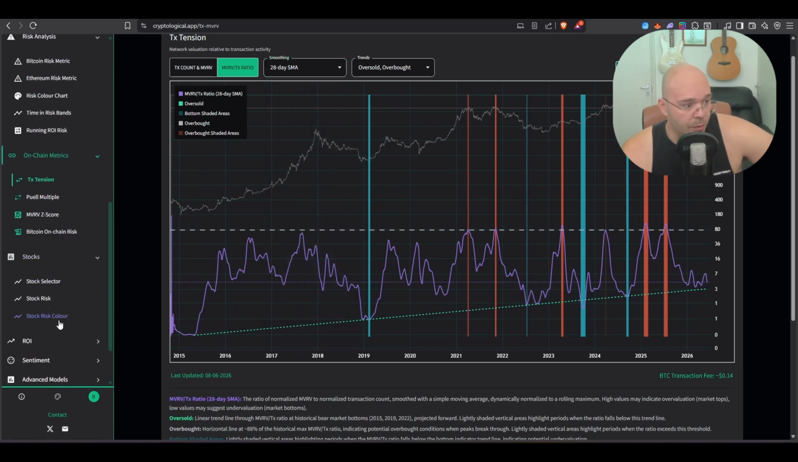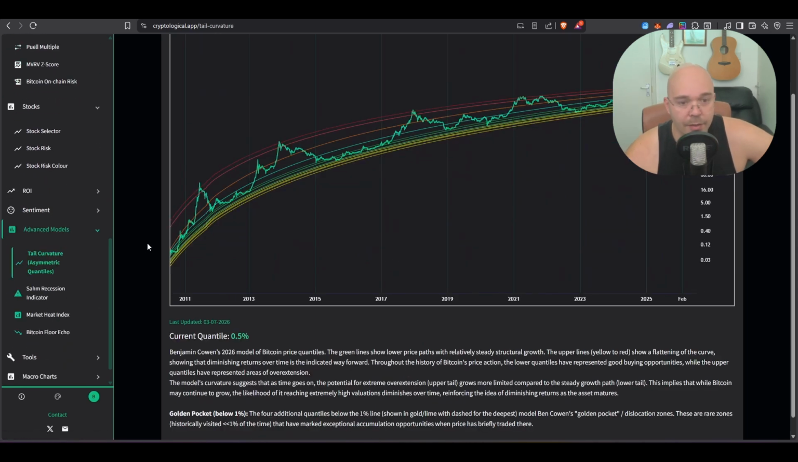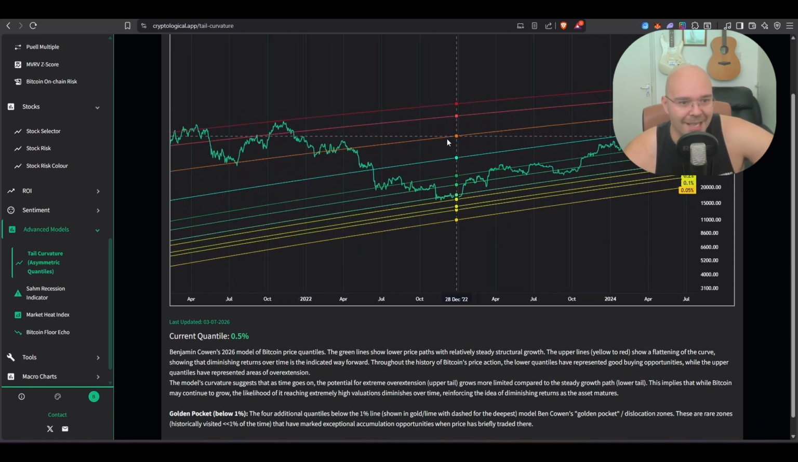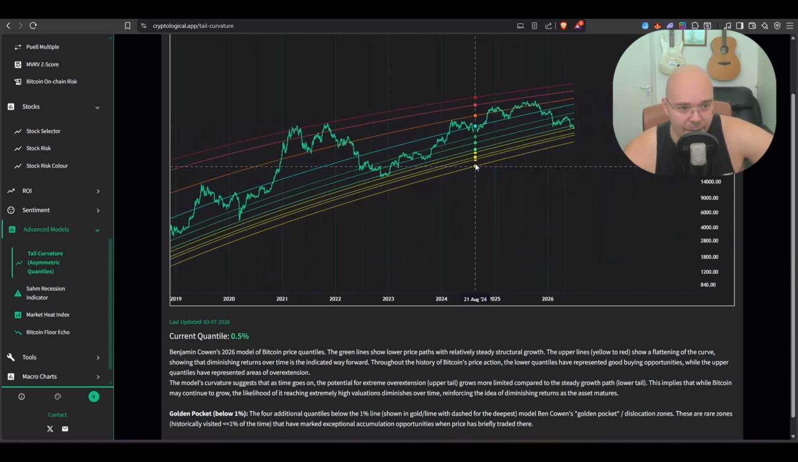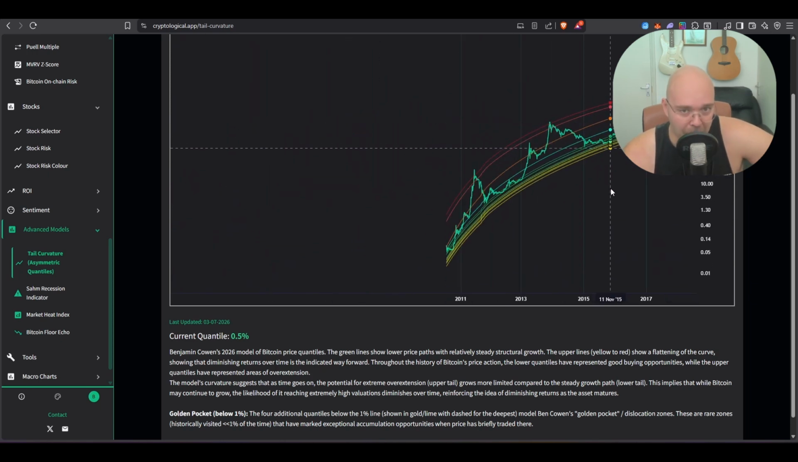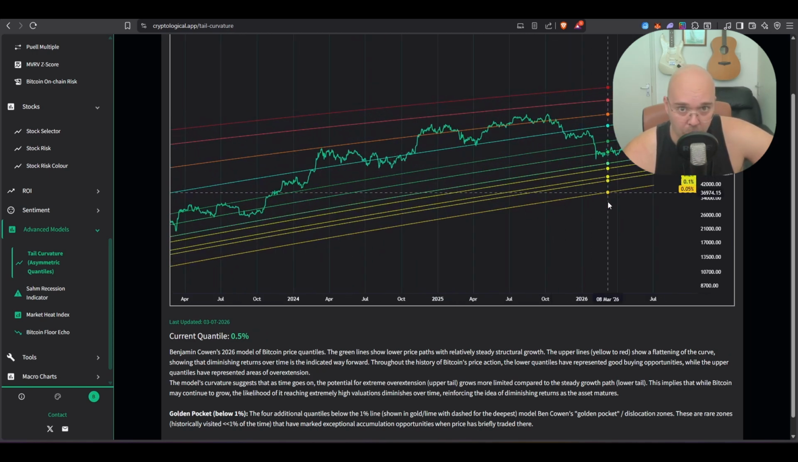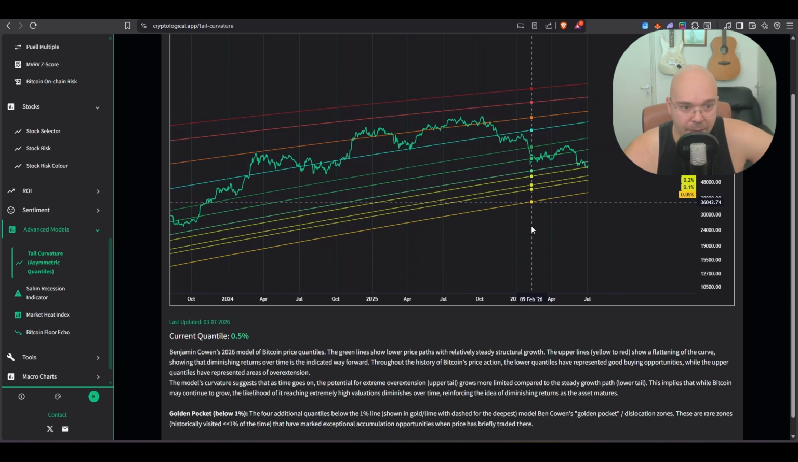We've got some stocks, we've got some ROI, we've got some advanced models here. One that I stole from Ben Cowan's paper that he stole off Giovanni, I think. It's like a rainbow chart, but it's not a rainbow chart that you keep having to refit every cycle because it keeps going lower and lower and not as high. So it kind of catches the peaks and the lows, even with the golden pocket, as Ben calls it. He likes to be in the golden pocket.